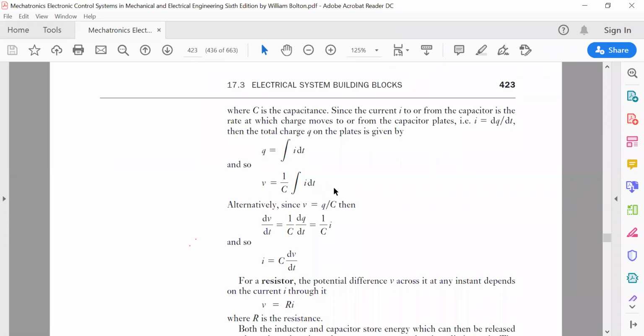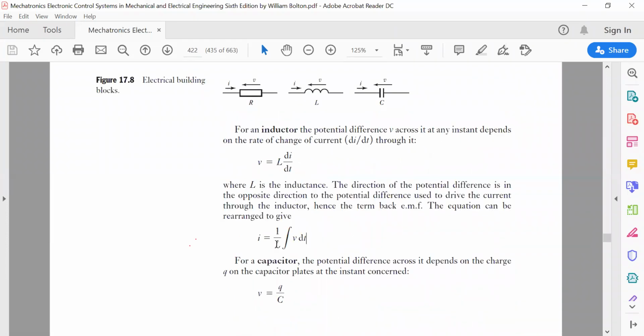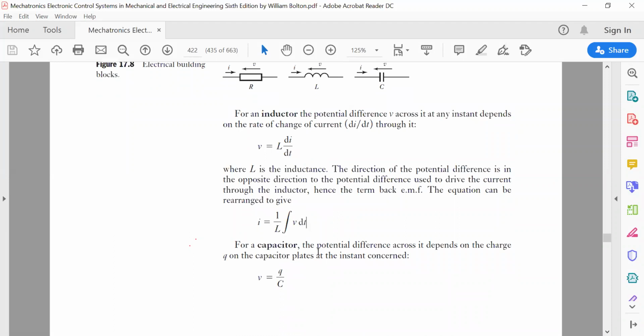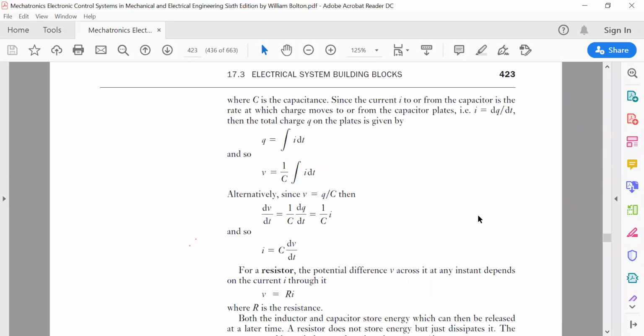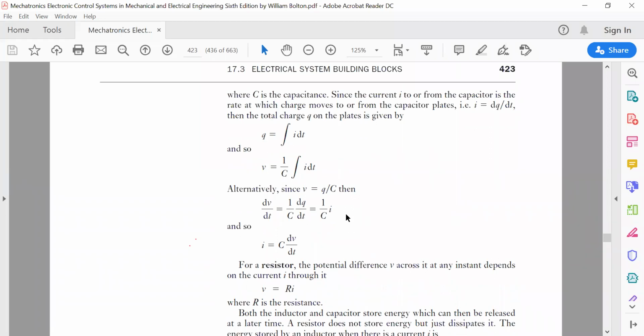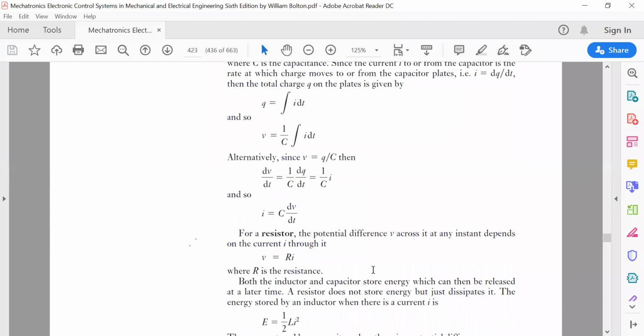So this is the capacitor. And for the previous inductor, what was I? It was 1 by L integration of V times dt. Over here we have got the potential as 1 by C integration of I times dt. So we also know that V is equal to Q by C. We can take the differentiation. dV by dt is equal to 1 by C dQ by dt, and dQ by dt is nothing but the current. So dV by dt is equal to 1 by C times I, and I is equal to C times dV by dt.